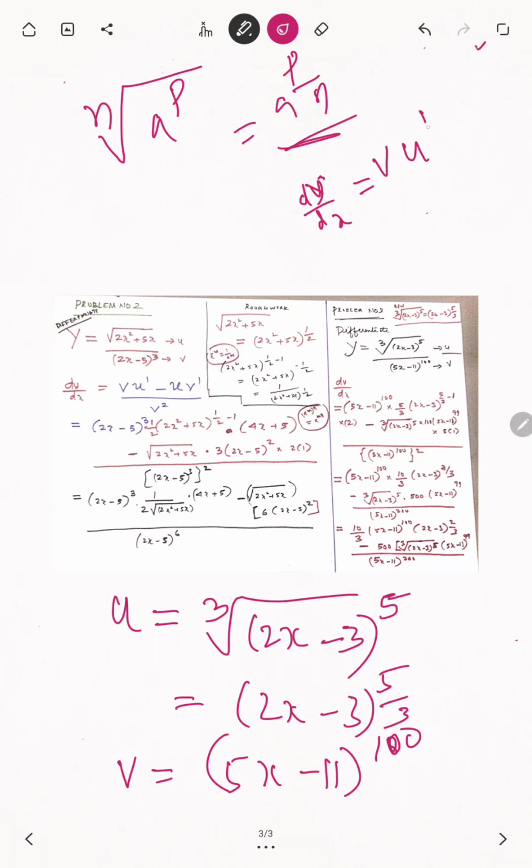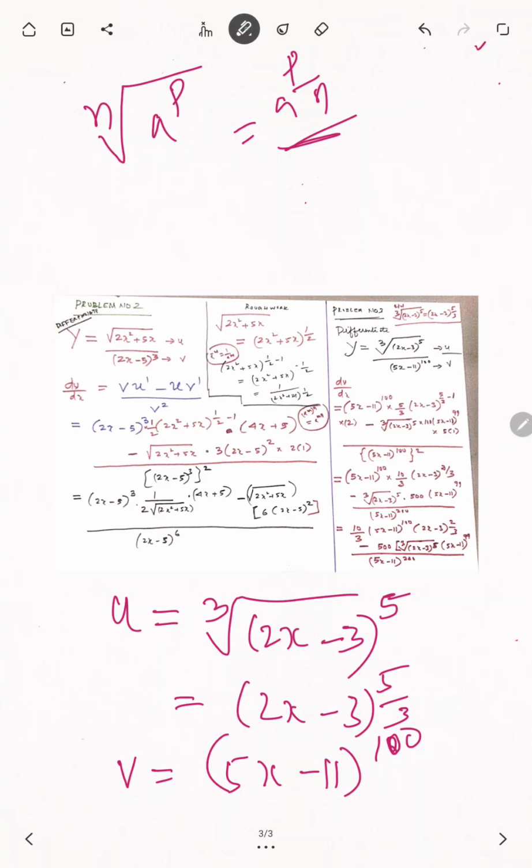(vu' - uv')/v². Whenever I am teaching, I will refer here only, because if I refer elsewhere, some confusion will happen. So vu' minus uv'. This is v, this is u. I will write it properly, because for the student it is very tough to understand these alphabets. So sir is writing this very neatly.